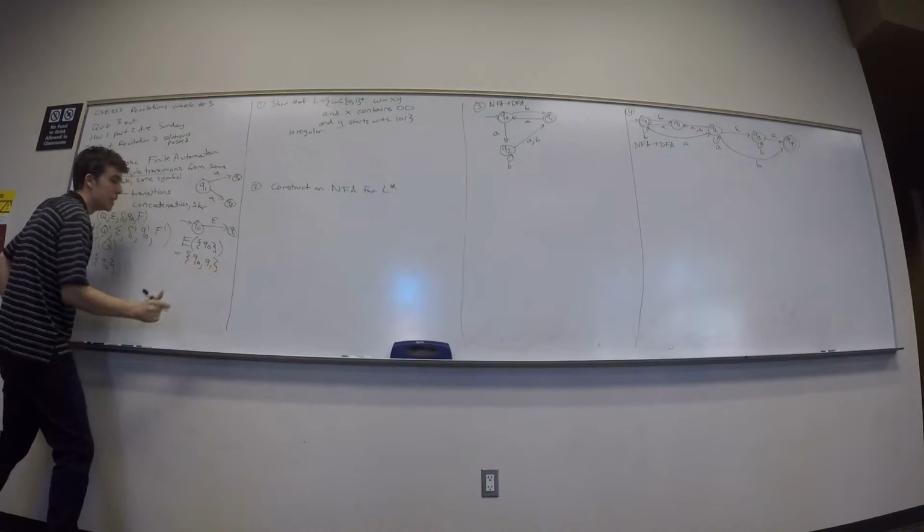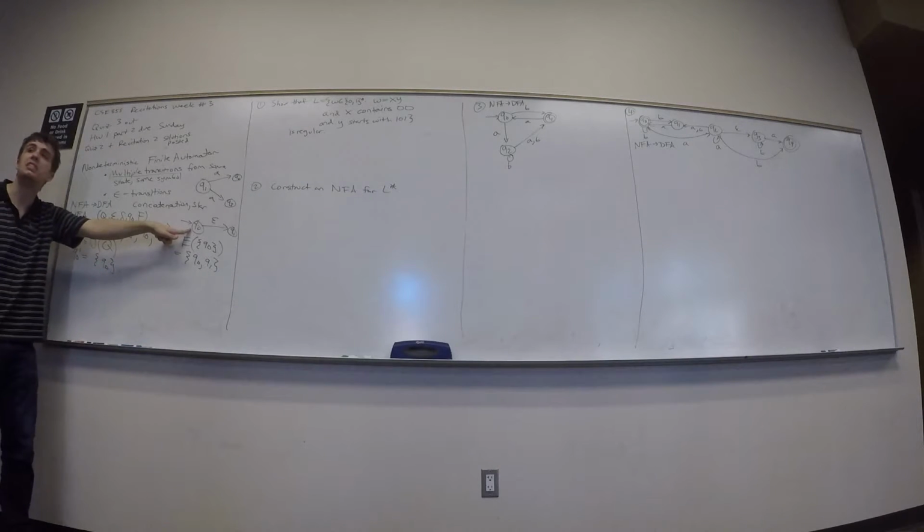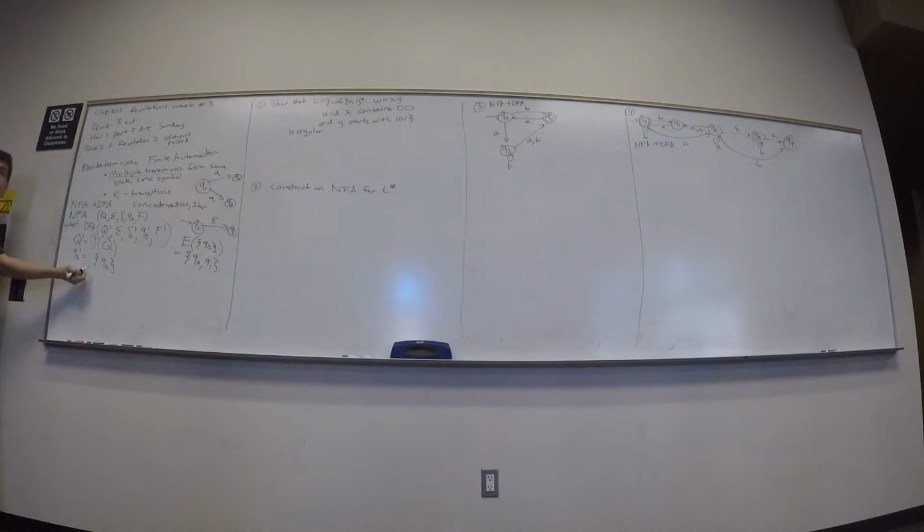So epsilon closure means everywhere I can get to with epsilon transitions. I don't have to take them, right? So I could just stay here in Q0 if I wanted to. So I think I should put the epsilon closure of Q0 in, right? That seems like a logical thing to do because I may have situations like this. Okay? Does that make sense?